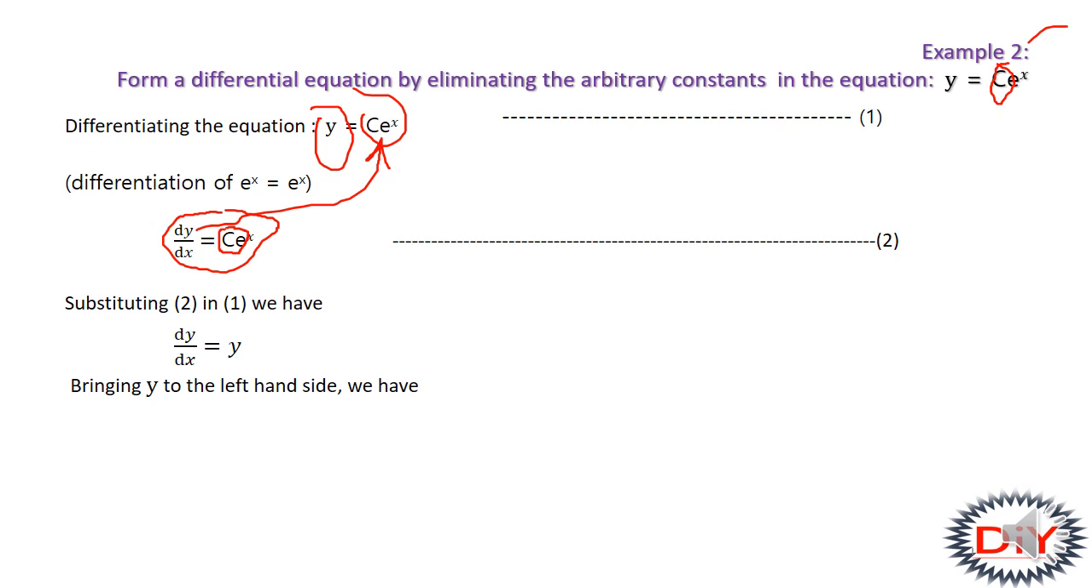So as we did the other time, we bring y to the left hand side and we have dy/dx minus y equals 0. So I hope this is very clear. If there's any question or any issue before we proceed, after this course, please drop the question and we are going to look at it together.